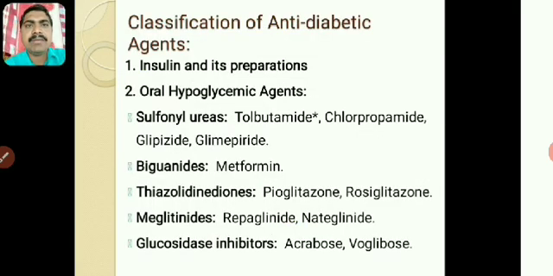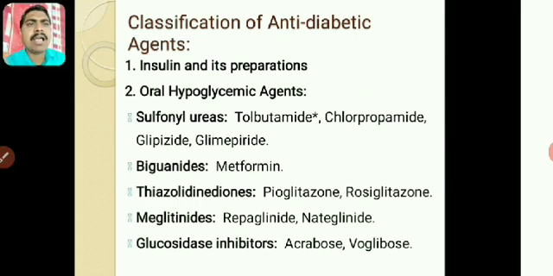Then the last and very important point, the classification of antidiabetic agents. Antidiabetic agents are mainly divided into two parts. One is insulin and its preparations, and another is oral hypoglycemic agents. Under the oral hypoglycemic agents, there are 5 classes. The first major class is insulin and its preparations. Nowadays insulin is obtained by using recombinant DNA technology. The first recombinant insulin was prepared by the biotechnology company Eli Lilly in 1982, and that insulin is known as Humulin.